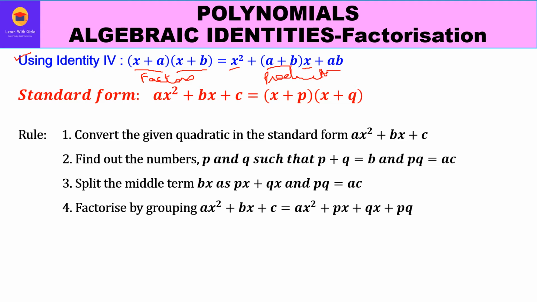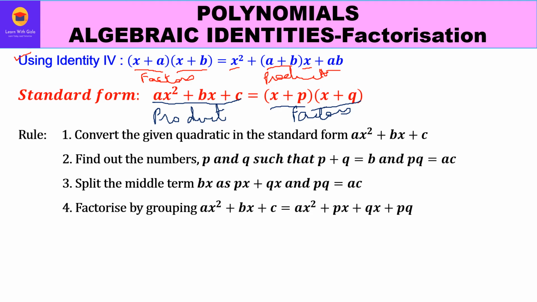But over here, since we have to factorize a quadratic polynomial, the quadratic polynomial will be in the form of ax square plus bx plus c, right? Now, the factors which we will find will be (x plus p) into (x plus q). So the quadratic polynomial, the product now will be this, and the factors which we will get will be this.